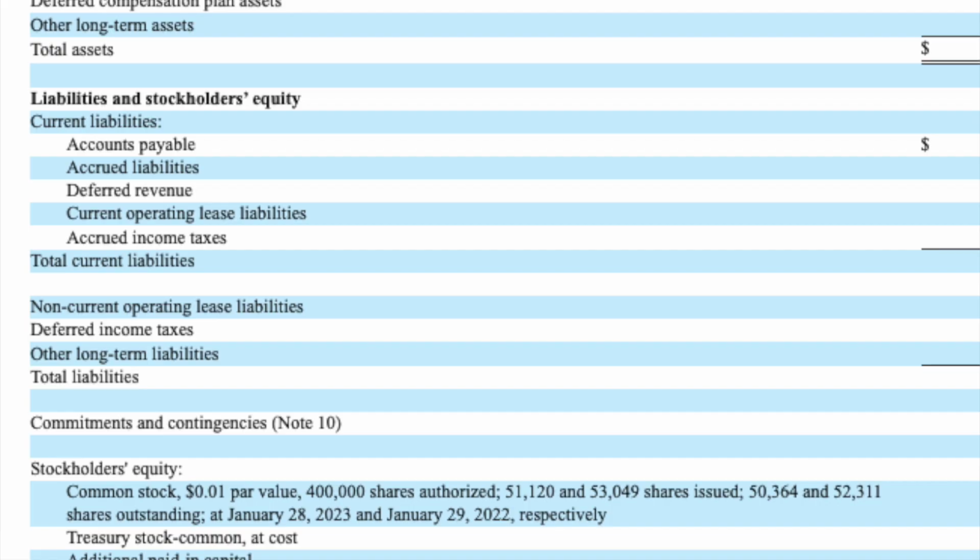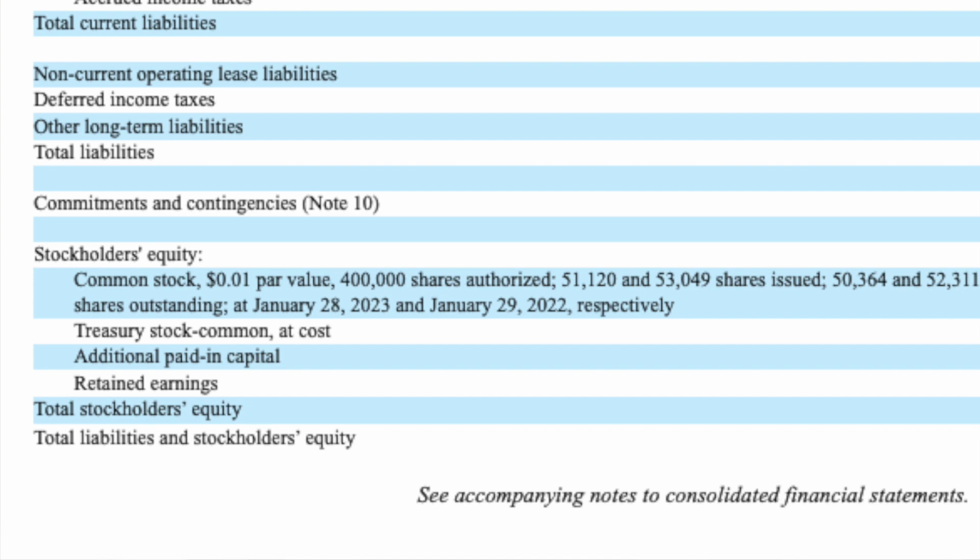Second up, liabilities, accounts payable. How much money does the company owe at the end of year? And finally, stockholders' equity. How many shares of stock are authorized at the end of the year?